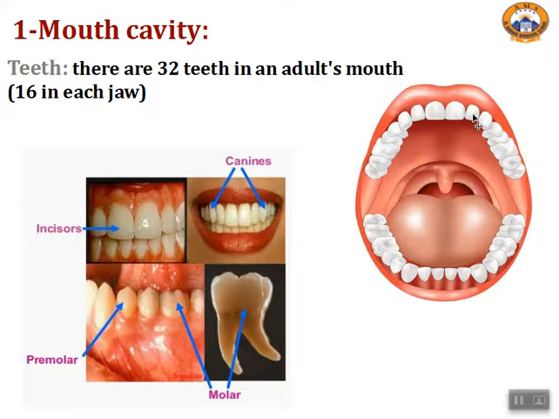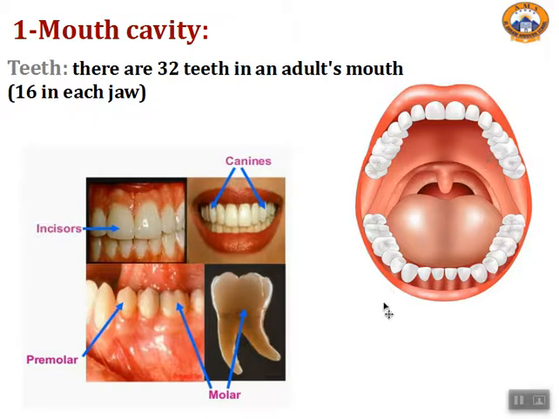Okay? The second type of teeth is the canines. The canines are sharp teeth present at the two sides of the incisors, and they can cut and tear the food much more than the incisors because they are sharp. So what's the function of the incisors and the canines? Cutting and tearing the food into smaller pieces. Okay, so how many canines do we have? We have 2 canines in each jaw.